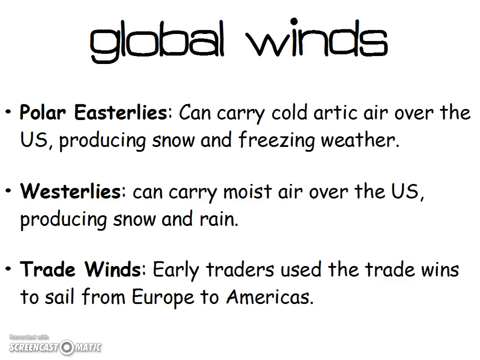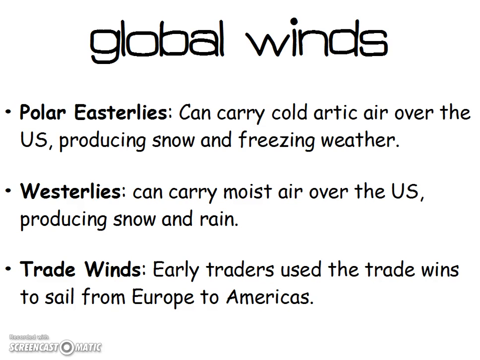Alright, a little bit more about the polar easterlies, westerlies, and trade winds, or global winds. Polar easterlies can carry cold Arctic air over the U.S., producing snow and freezing weather. The westerlies can carry moist air over the U.S., producing snow and rain. And trade winds: early traders used these winds to sail from Europe to the Americas.